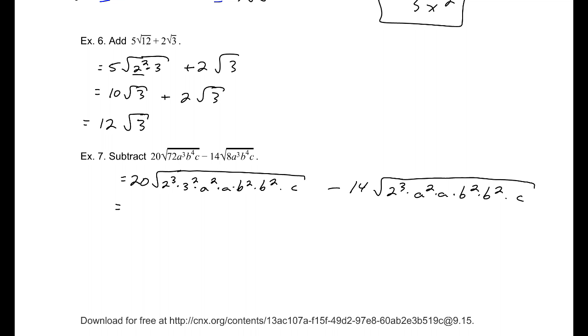Okay, now this right here, perhaps I should have written this as 2 squared, 2 squared times 2, so that we get 20 times 2 times 3 times a times b, square root of 2a. Oh, that came out. I should have underlined those. Minus 14. And this over here, we're going to have the same thing happen. That'll be a 2 squared times 2. Let's clean that up.